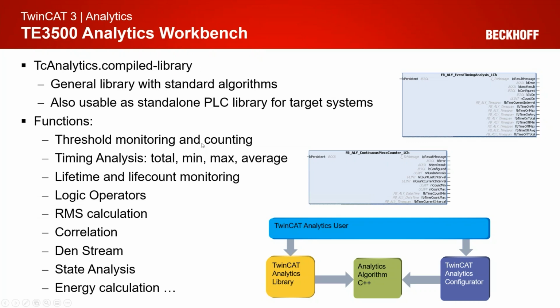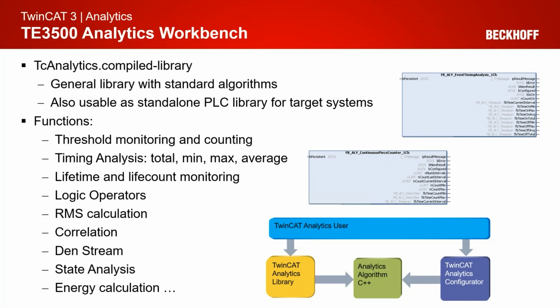And here we have again this list of functions and several more. So maybe the basic things again: we have easy algorithms with counting, threshold monitoring, and timing analysis for my machine. We have lifetime analysis and life count analysis. We have logic operators, very useful for historical data to find significant values. RMS calculations, correlation, and the Industrie algorithm, which is an unsupervised clustering algorithm. So this goes a little bit more in the direction of machine learning, for example.